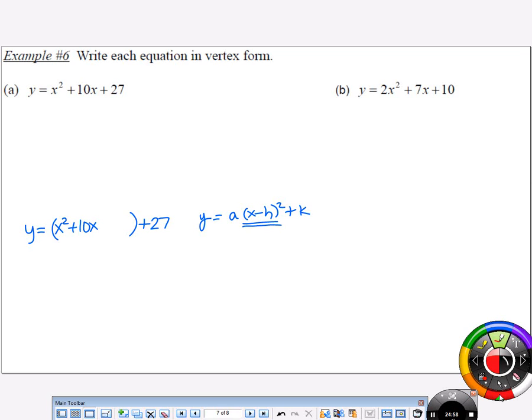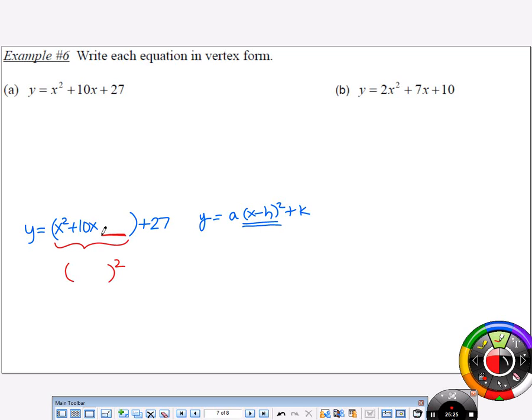Okay, I haven't changed anything yet. I just kind of reorganized stuff the way I'm thinking about it and grouping it together. I want the parentheses to be a perfect square. Okay, I want this part to be able to factor like this. That's how I'm going to get it to look like vertex form, which means I want to add the number here that's going to complete the square. Okay. So what number is that going to be?